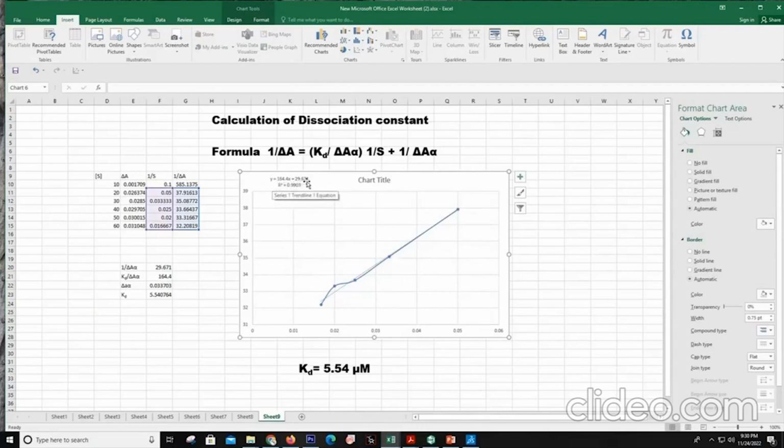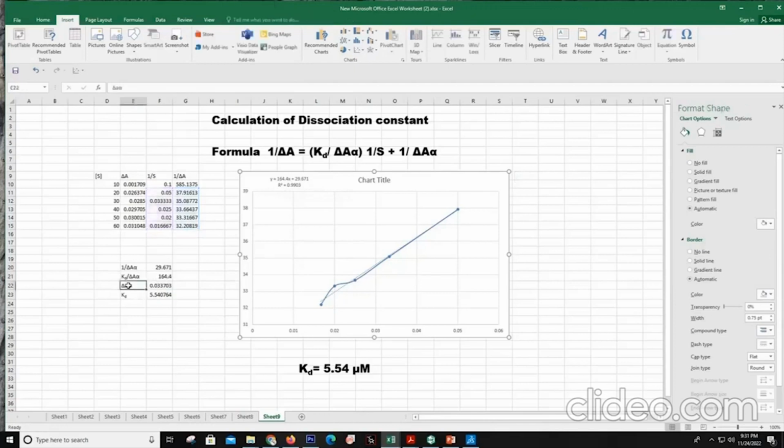So the intercept of this line is 29.671, which will be equal to 1 divided by delta A alpha. Here we can see 1 divided by delta A alpha is 29.671, and the slope of this line is 164.4, which will be equal to Kd divided by delta A alpha. So Kd divided by delta A alpha is 164.4.